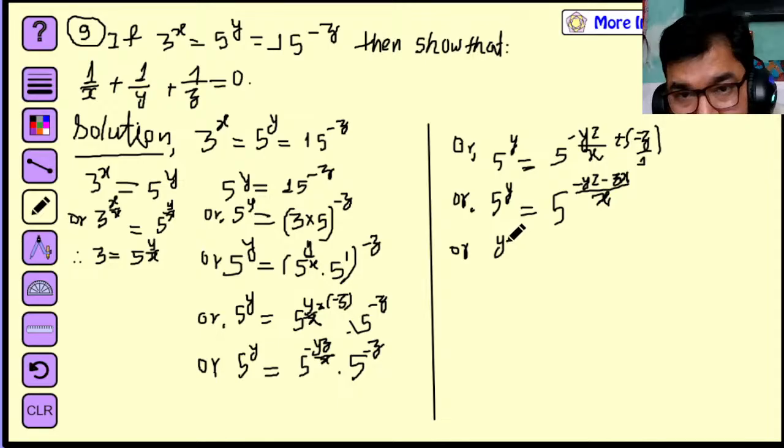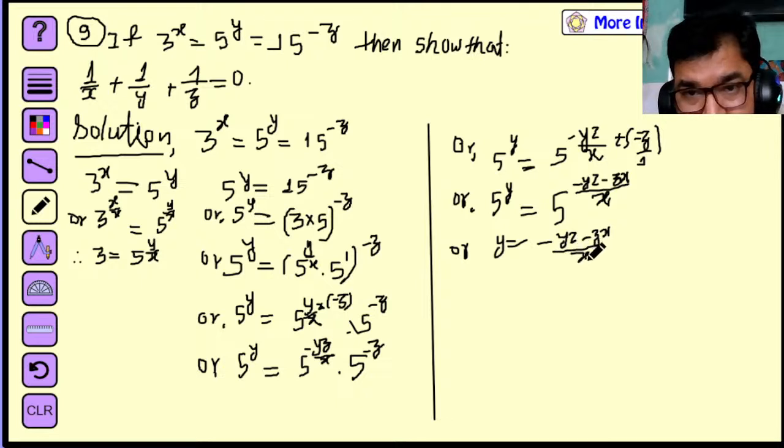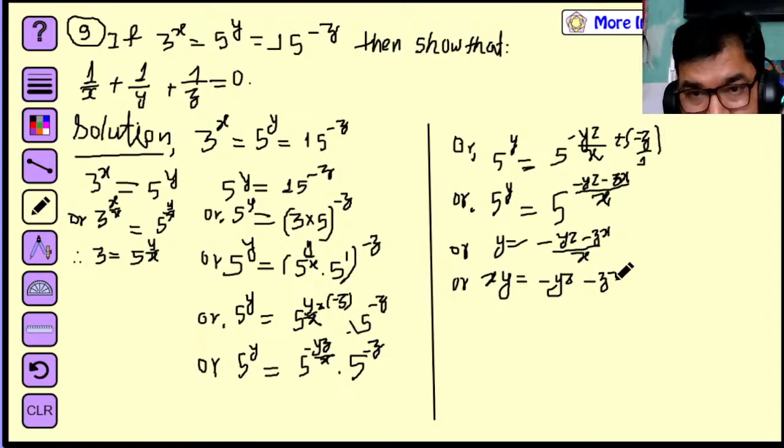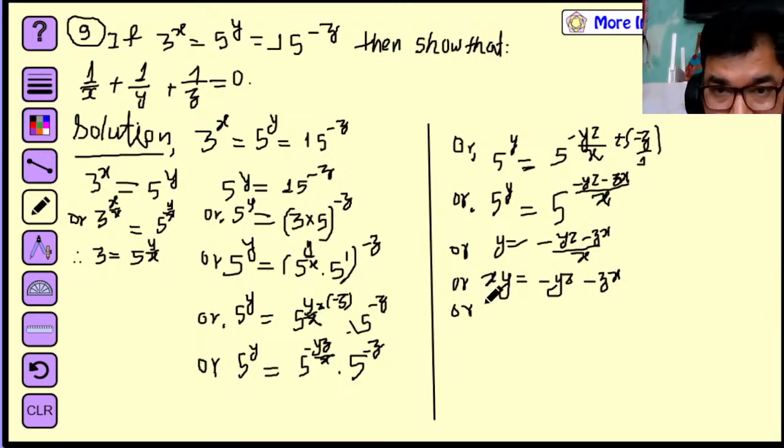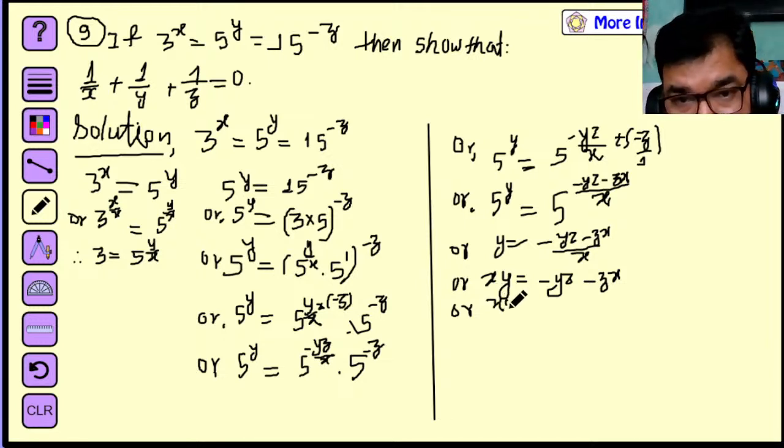Now let's make the powers equal here. Y equals, what is the power here? Minus yz, minus zx, and by x. Then when x goes here, it will be xy, and it equals minus yz, and this is also the same, zx. Now let's bring all the values to the right side. If we bring them all to the right side, all will be positive. This will be xy plus yz plus zx, and on the other side there is 0 remaining.